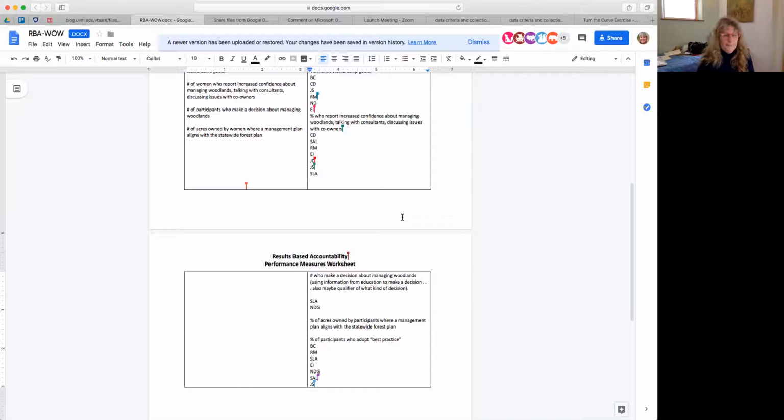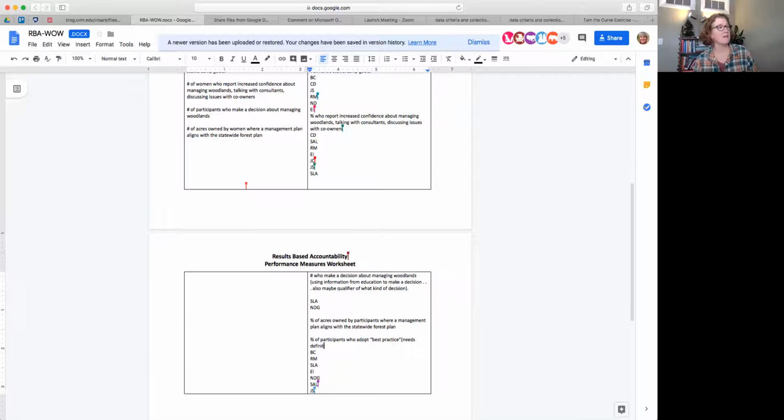And we have to define that best practice. And we also, up above, okay, so now, thank you everybody. We're going to move to the other document. So Beth, if you would bring back up the data criteria and collection plan.